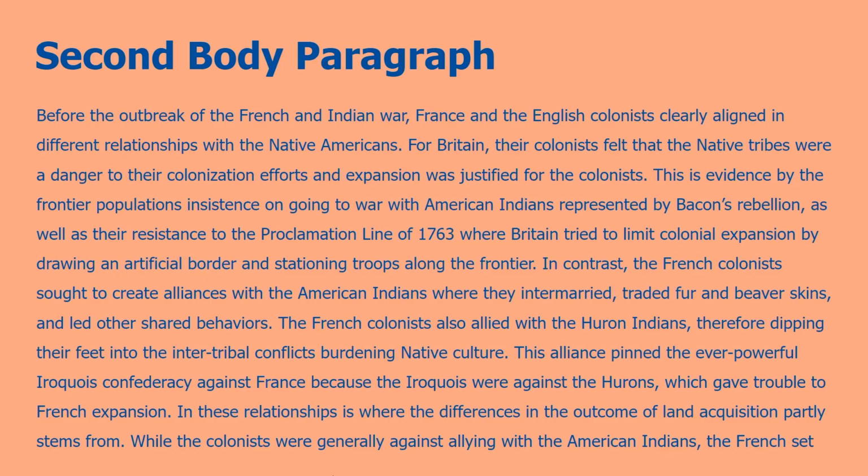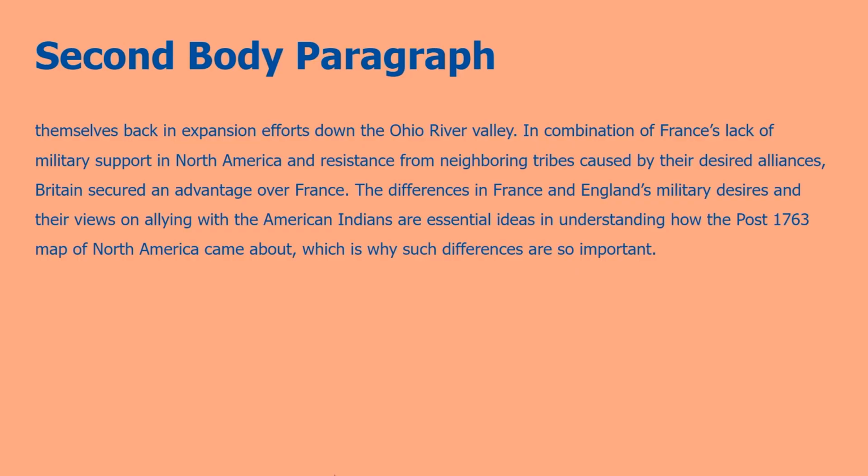While the colonists were generally against allying with the American Indians, the French set themselves back in expansion efforts down the Ohio River Valley. In combination with France's lack of military support in North America and resistance from neighboring tribes caused by their desired alliances, Britain secured an advantage over France. The differences in France and England's military desires and their views on allying with the American Indians are essential ideas in understanding how the post-1763 map of North America came about, which is why such differences are so important.